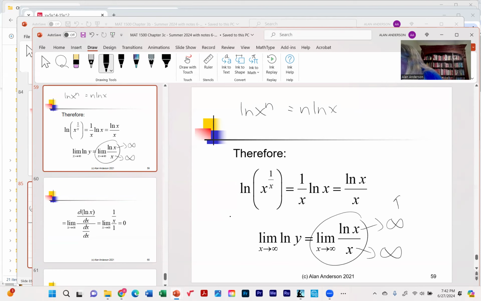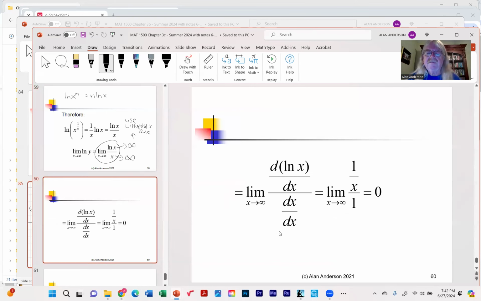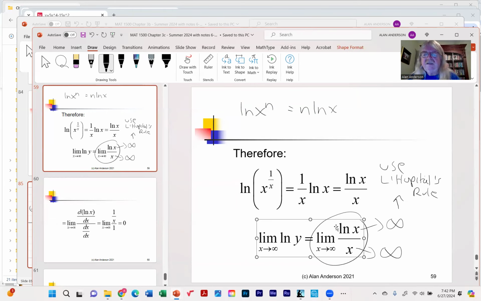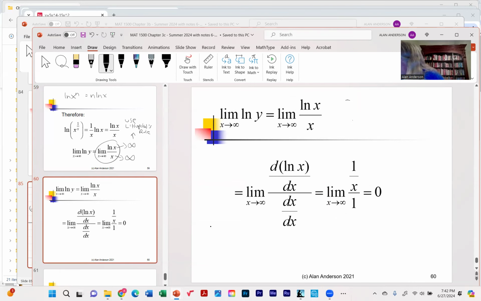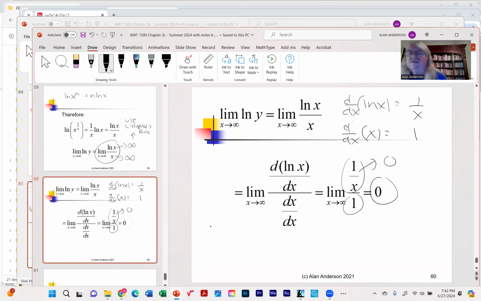So that means we can use L'Hopital, which is easy because the derivative of log x is of course just 1 over x. The derivative of x is just 1. So we end up with the limit of 1 over x over 1. But of course, this, as we saw earlier, goes to 0. So the final result is 0 over 1, which is just 0.